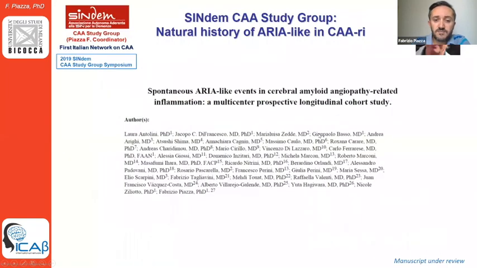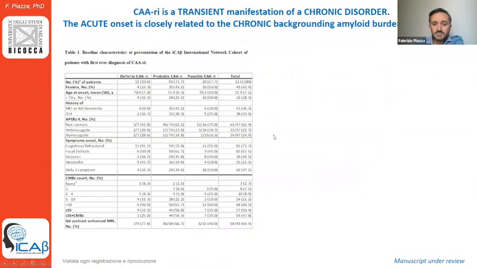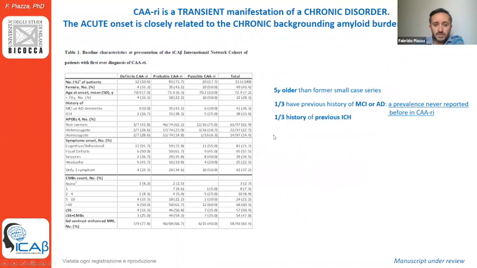And taking advantage of this network, we were able, for the first time, to evaluate the natural history of the disease in a longitudinal cohort of these patients. The final aim was to describe the natural history in terms of the onset of the disease, prognostic predictors, and treatment-related outcome, both short and long term. As you can see here, our cohort is 5 years older than former small case series previously reported in the literature.